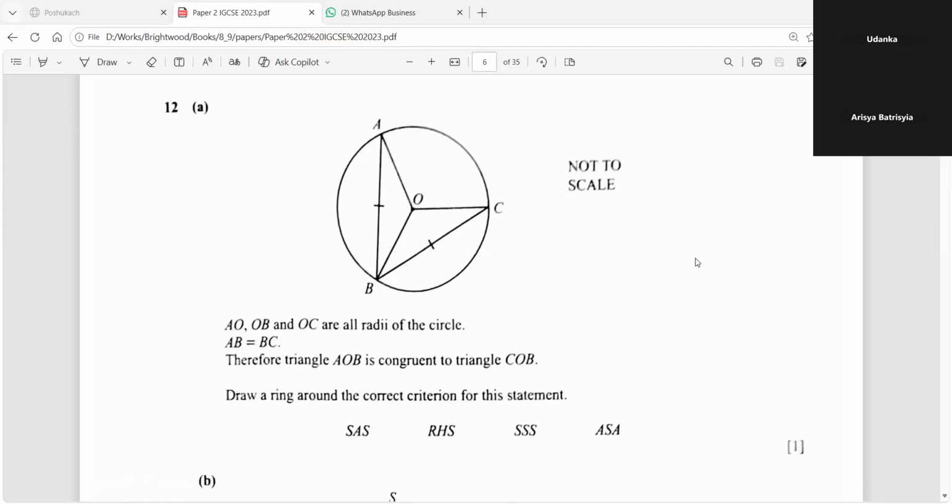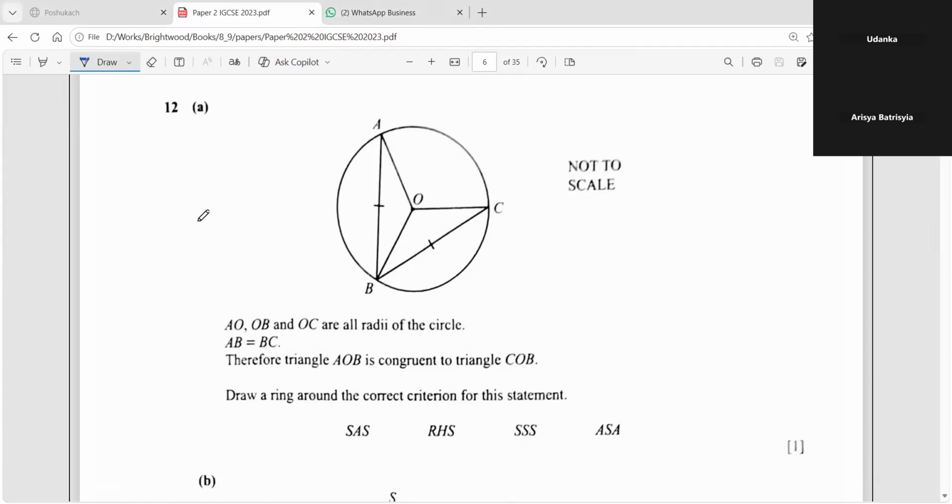Congruency. Do you know this kind of thing? You can text, even you can call. Tell me, do you know this kind of congruency? SAS, RHS, SSS, and ASA. Do you know this kind of congruency? No or yes? Let me know.